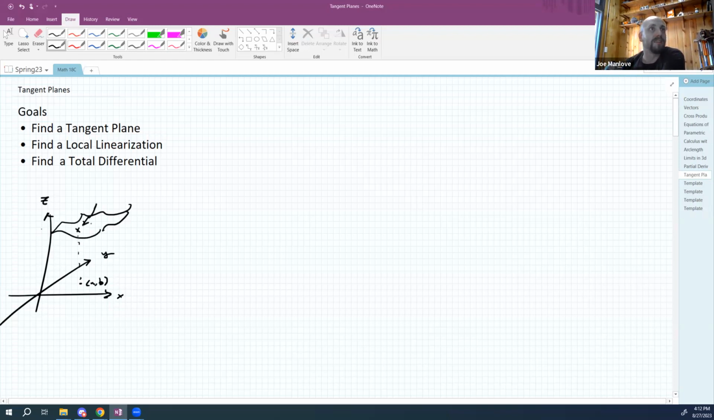Take a second and think about what that is. You get a second while I draw. That's going to be the point A, B, f at A and B. There's nothing else for it. It's on the graph, so I know the Z value is the output there.